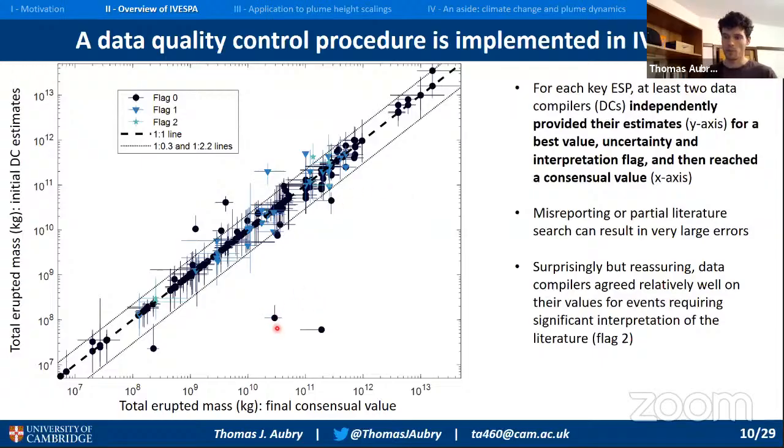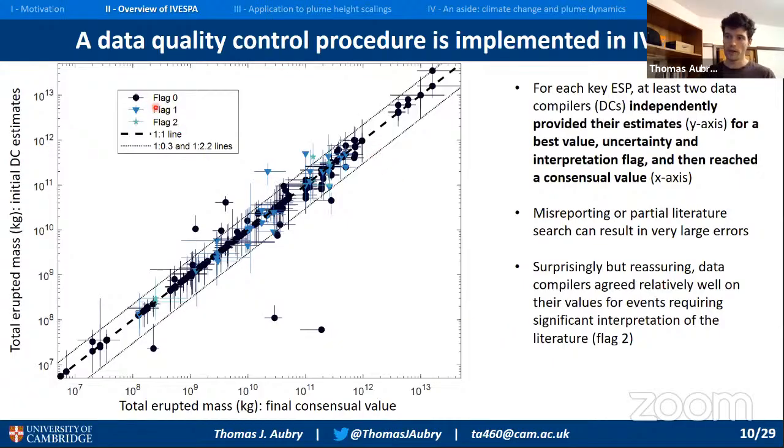And then even if you forget about these major outliers, you can see that some data points still have discrepancies by a factor of 2 or 3 left. And that's just the reality of how complex the literature is when it comes to gathering eruption source parameters.